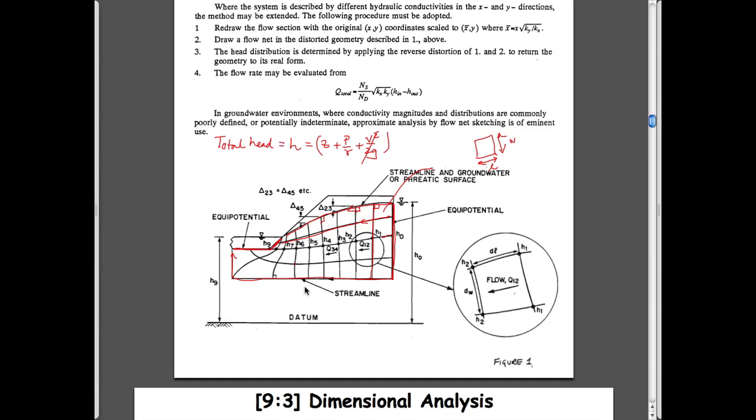And the three main interesting things are that, one, you can figure out what the distribution of head is within any location here. So you could figure out the pressure at any individual point. So you can figure out the head. And you can do that just by counting the number of drops. We've gone through the derivation, so we don't need to do that here. But you can count the number of drops.